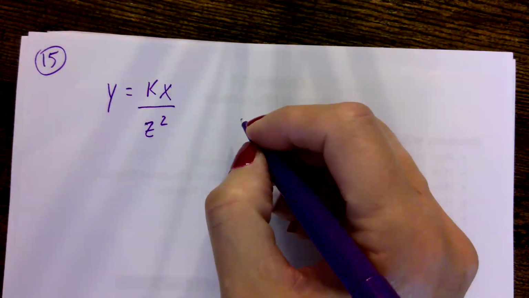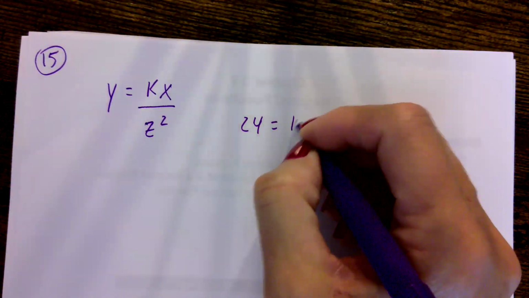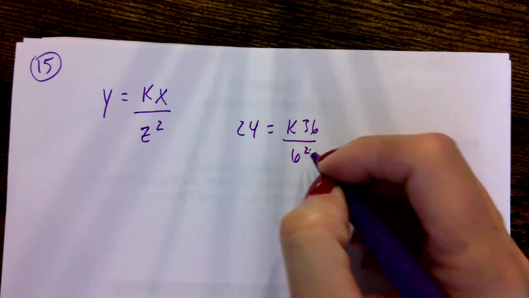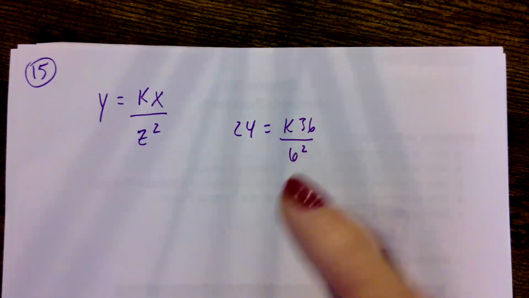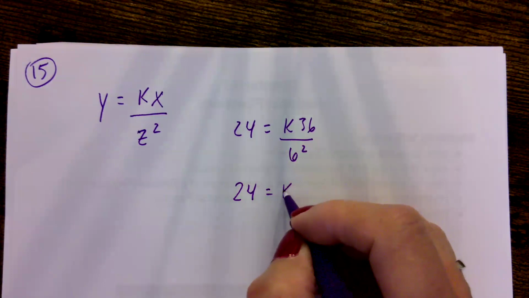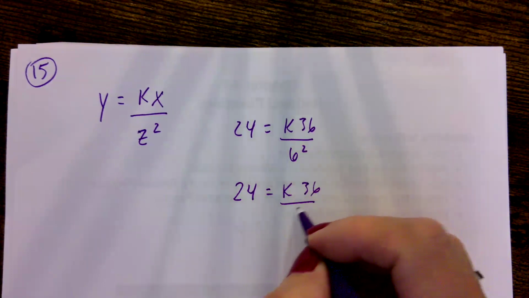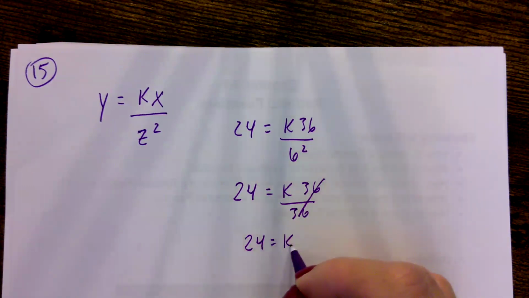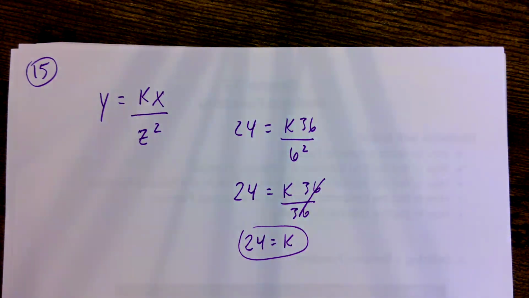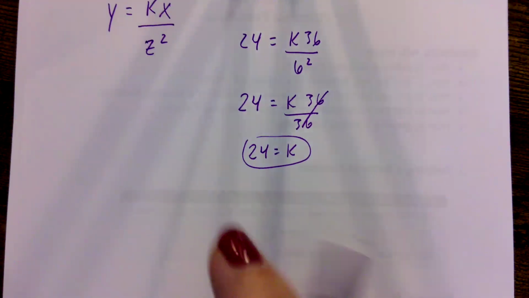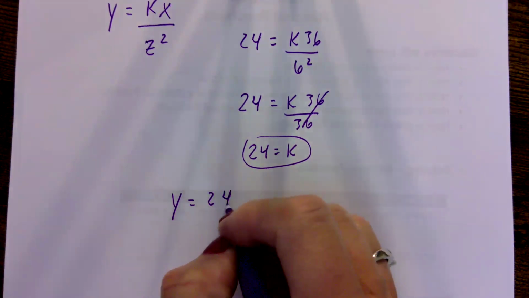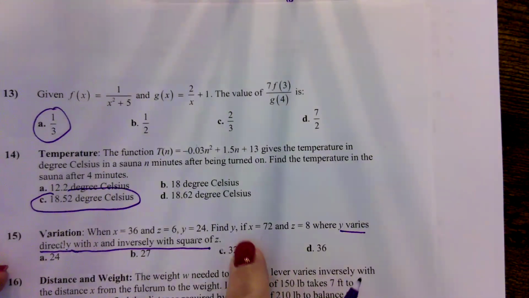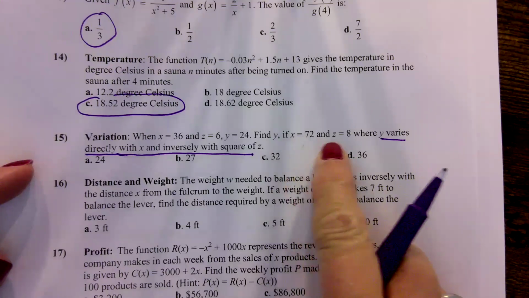Okay, and so we know that it's true when these values are in the equation. So when Y is 24, X is 36, and Z is 6, 24 equals K times 36 over 36. So those cancel, so K must be 24. So if that's true, now we know our actual equation is this. And they want to know, find Y if X is 72 and Z is 8.